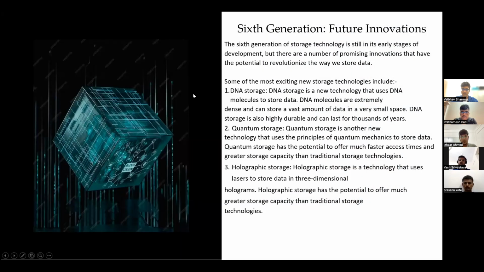For the sixth generation, future innovations. The sixth generation of storage technology is still in its early stages of development, but there are a number of promising innovations that have the potential to revolutionize the way we store data. Some of the most exciting new storage technologies include DNA storage, quantum storage, and holographic storage.